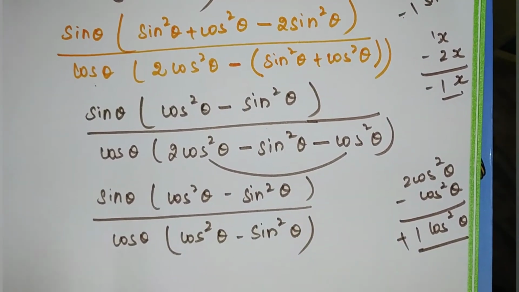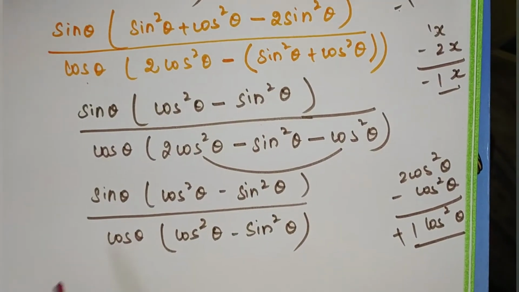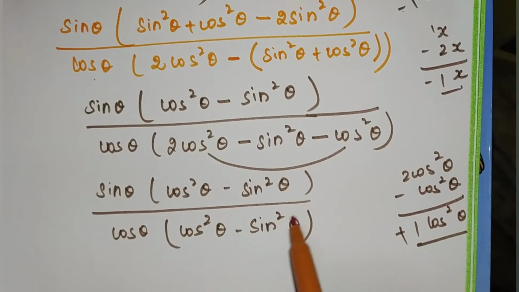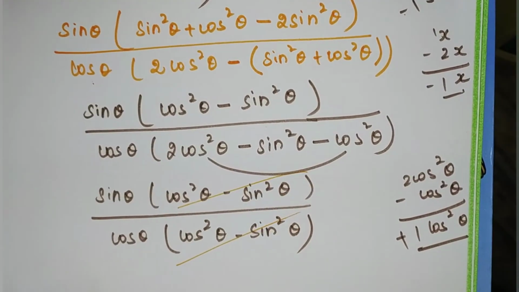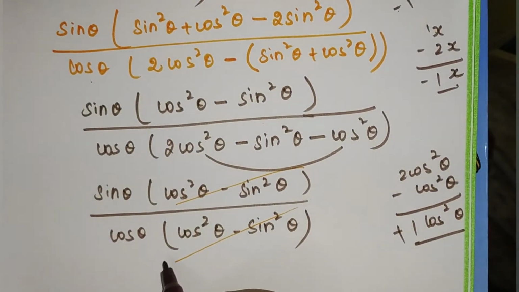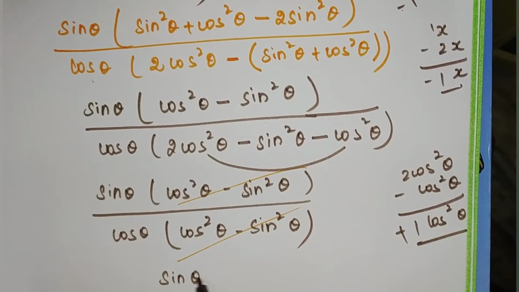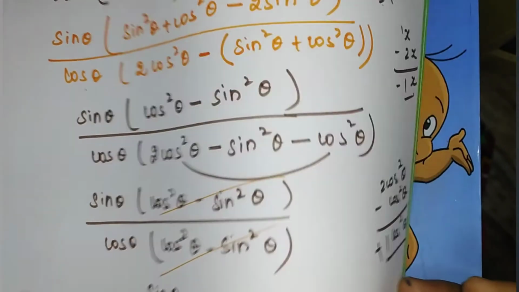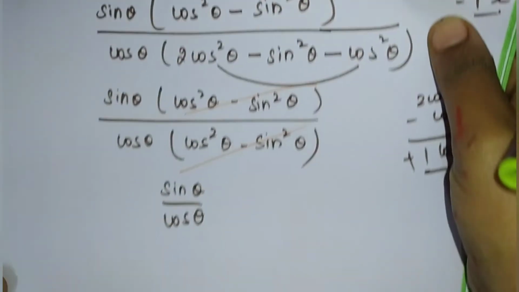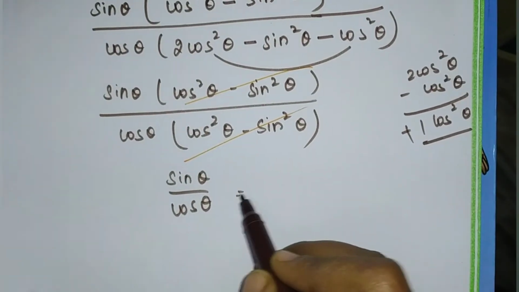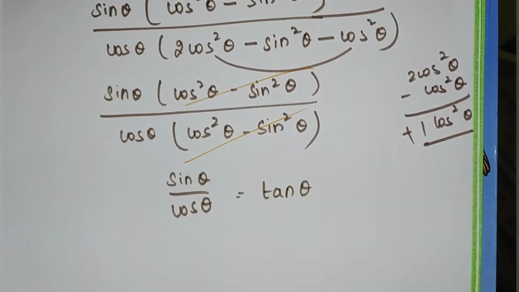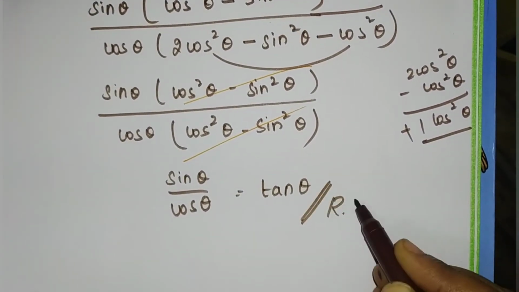Now we can cancel this one. Both are the same: cos square theta minus sin square theta, cos square theta minus sin square theta. Everything we can cancel. What is the remaining? Sin theta divided by cos theta. This we can write as tan theta. That is the RHS.